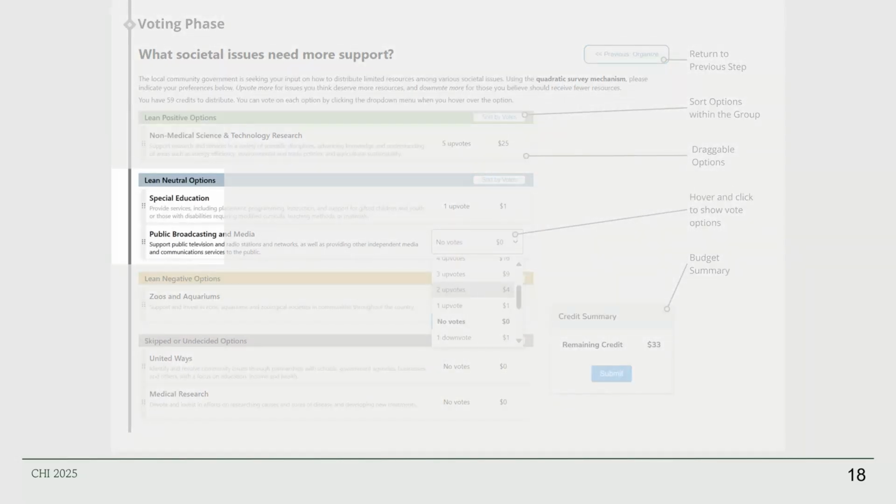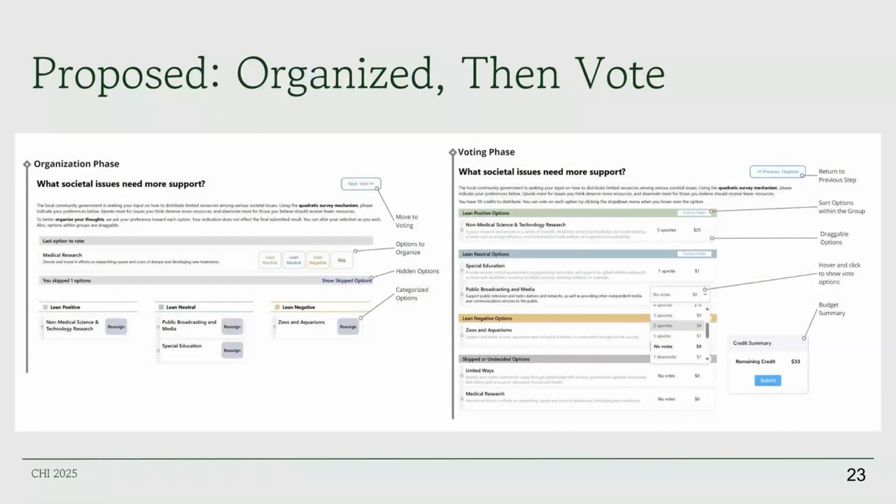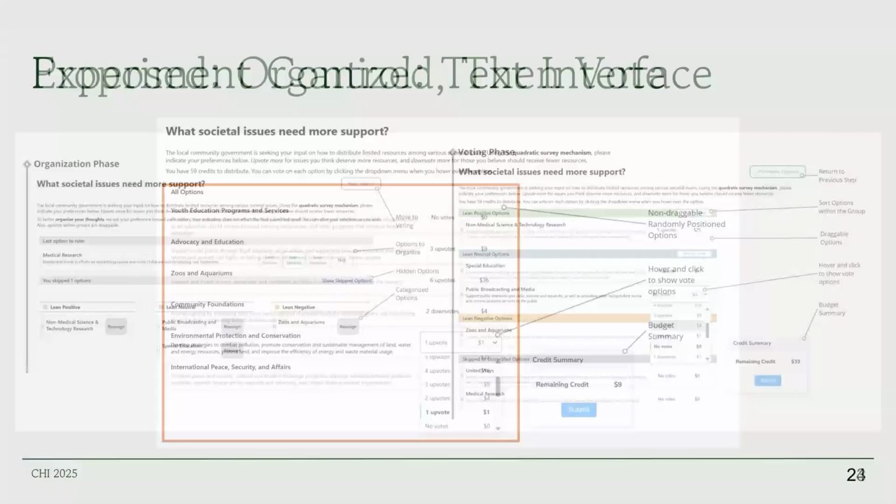So in the order of lean positive, lean neutral, lean negative, and the rest of the options. The mechanical part mirrors current QS interfaces, which we provided a dropdown for vote control that also shows the vote tally and the corresponding prices, followed by a summary box showing the respondent's remaining credits. Participants can move between the two phases as they like.